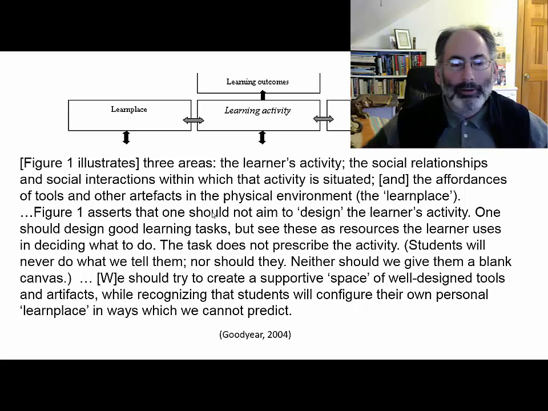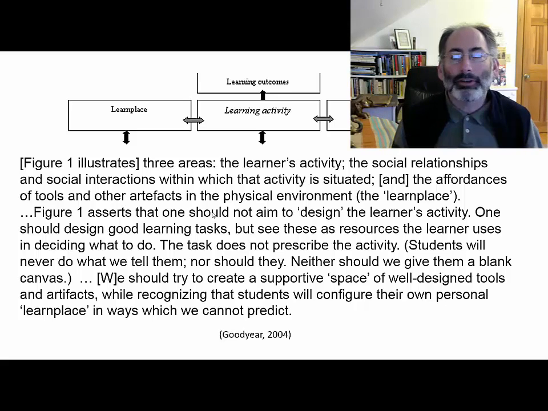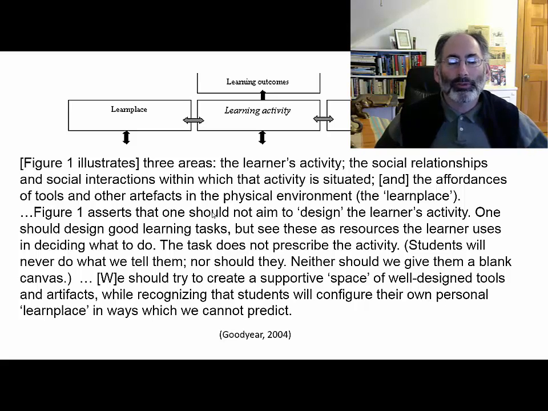And it says, and I'll read it aloud because I like this, one should not aim to design the learner's activity. One should design good learning tasks, but see these as resources the user uses in deciding what to do. The task does not prescribe the activity. Students will never do what we tell them, nor should they. Neither should we give them a blank canvas. So you see there's this tension between giving them enough that they can work, but not so much that they can't choose, that they can't develop. We should try to create a supportive space of well-designed tools and artifacts while recognizing that students will configure their own personal learn place in ways we cannot predict.